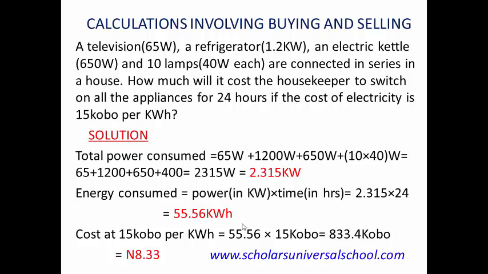The distribution company is charging him 15 kobo per kilowatt hour. So for the 24 hours, we multiply the total energy he has consumed, 55.56, by 15. On doing that, we get 833.4 kobo. So for the whole day, it costs 833.4 kobo. Converting to naira, we have 8 naira 33 kobo. So for a day, if the television, the refrigerator, the electric kettle and the lamps are on for the whole 24 hours, you'll be paying 8 naira 33 kobo.